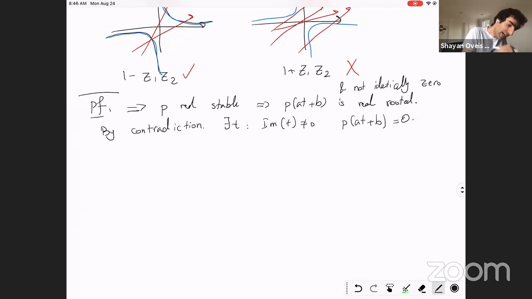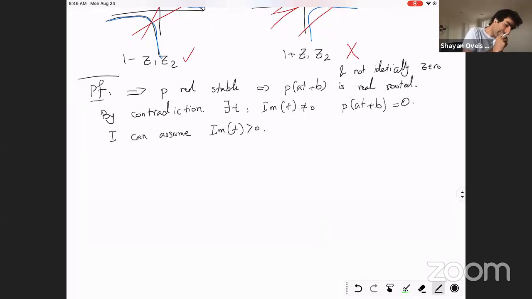Now, because this polynomial P has real coefficients, I can assume that the roots of it come in conjugate pairs. So I can assume the imaginary value of T is positive. If it is not positive, I just take the conjugate of T, which has positive imaginary value. So now once I have that, I just define Zi to be Ai T plus Bi, for all i.